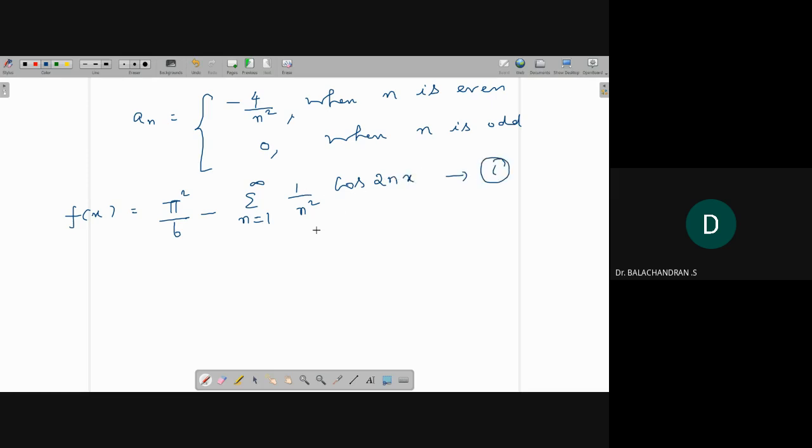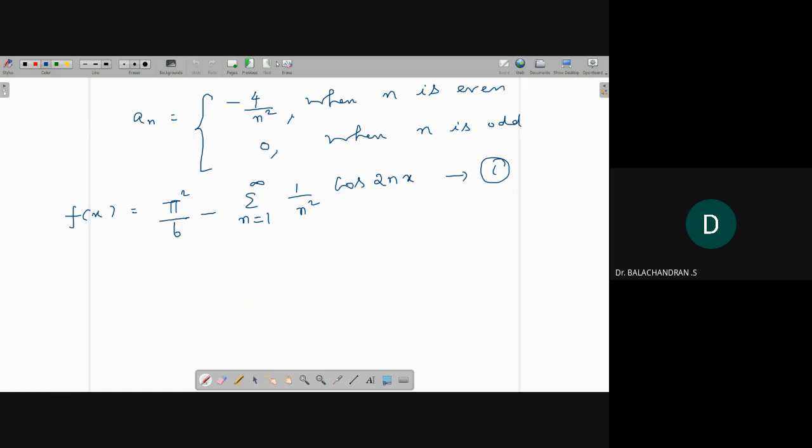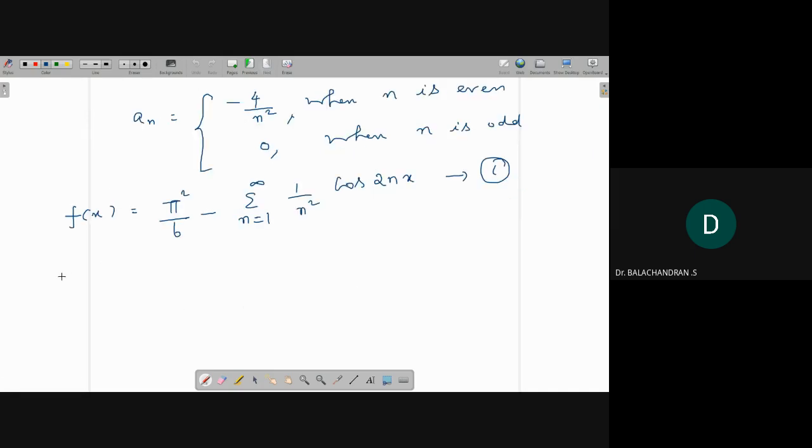So here you have n square, here you have n power 4, so you need to use Parseval's identity. I think this is for the half range cosine series, so you should apply Parseval's identity for the cosine series.